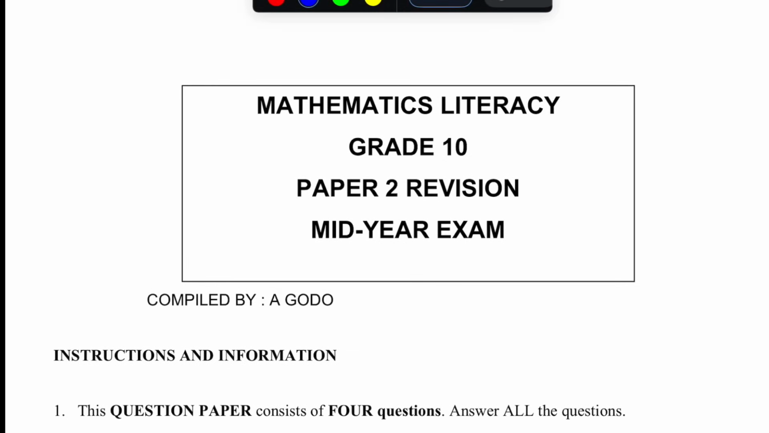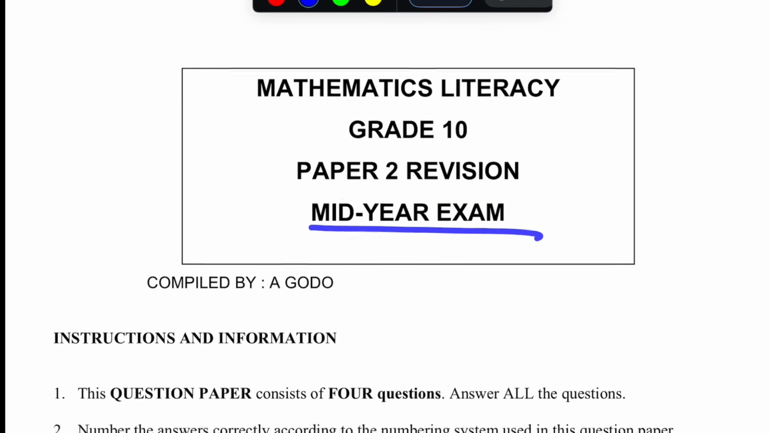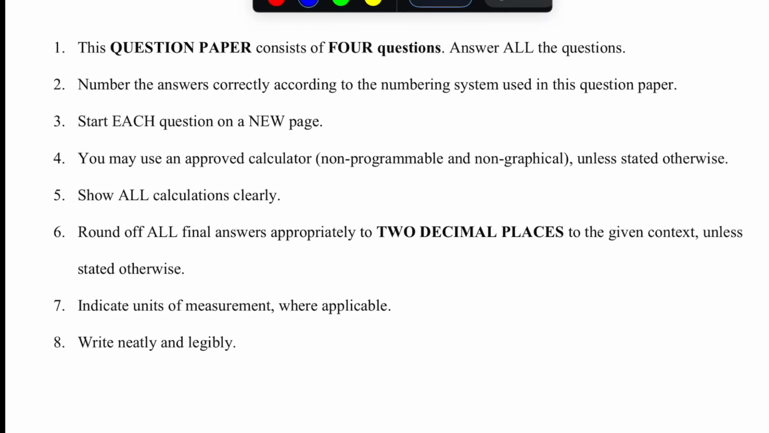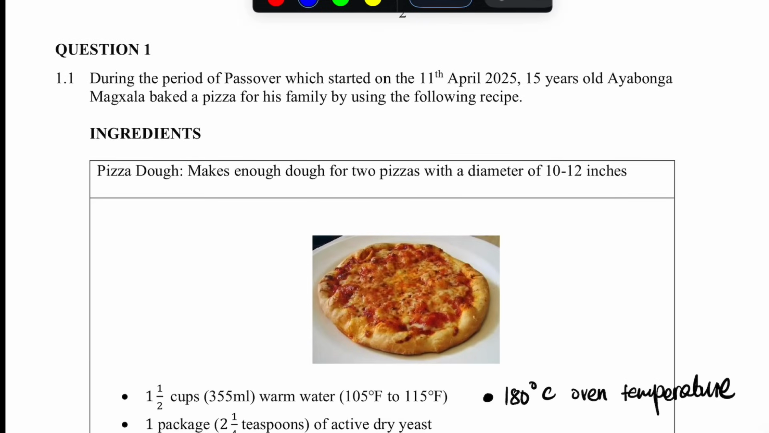Today I'm doing the paper 2 revision for grade 10 maths literacy. That's the June examination. Right, read the instructions, guys. It's very important. Your answers must be in 2 decimal places. Right, let's look at question 1.